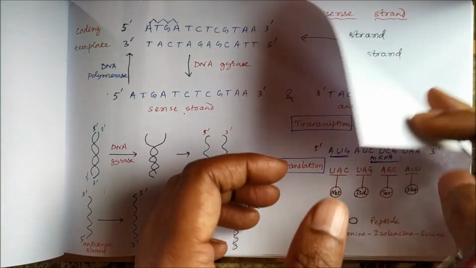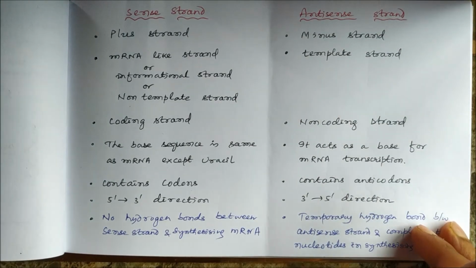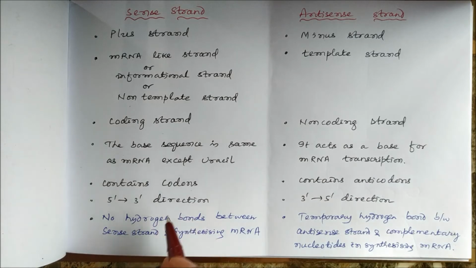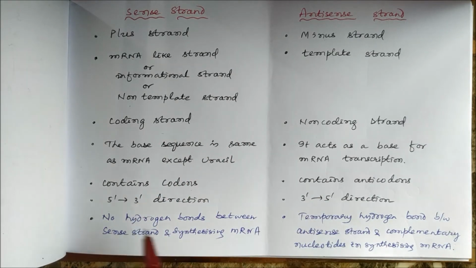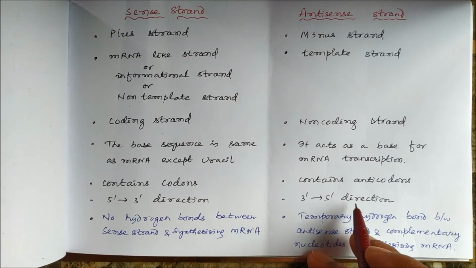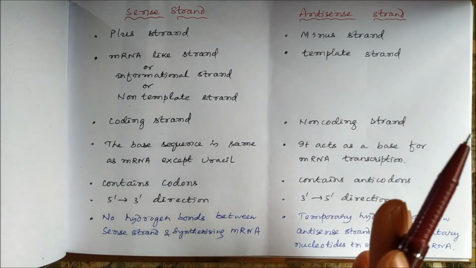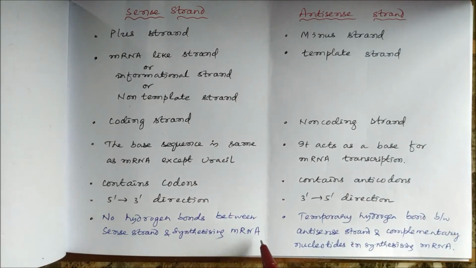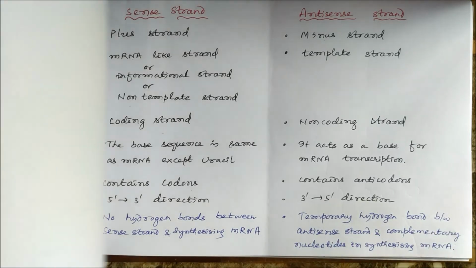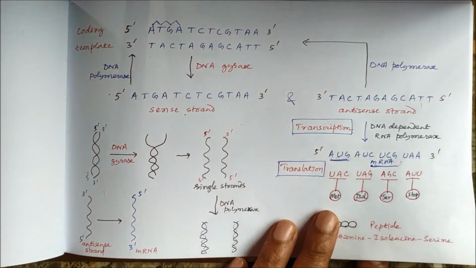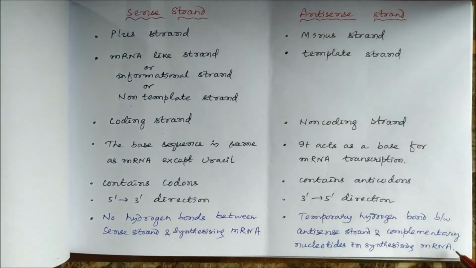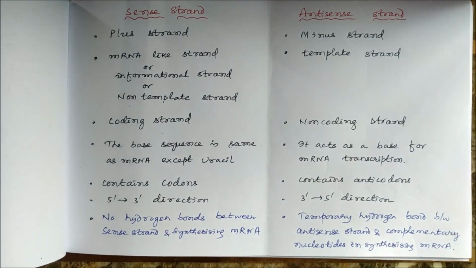So the antisense strand has the anticodons, and the sense strand direction is 5' to 3', the antisense strand 3' to 5'. And since the sense strand has no role in mRNA synthesis, there are no hydrogen bonds between the sense strand and the synthesizing messenger RNA, whereas temporary hydrogen bonding is there between the nucleotides of the antisense strand and the synthesizing messenger RNA. So this is all about the difference between the sense strand and antisense strand.